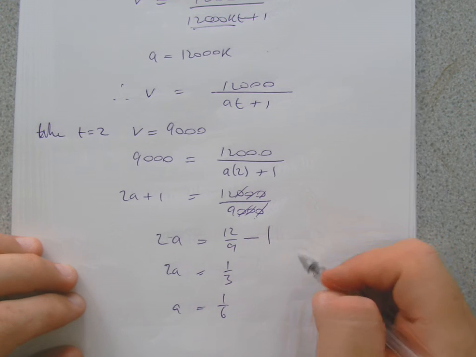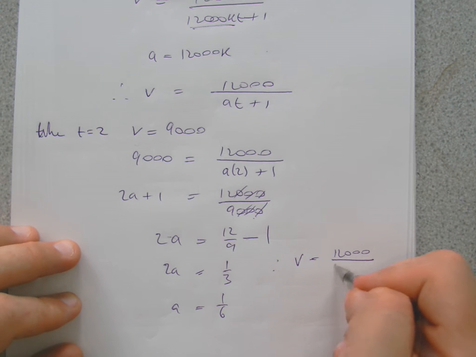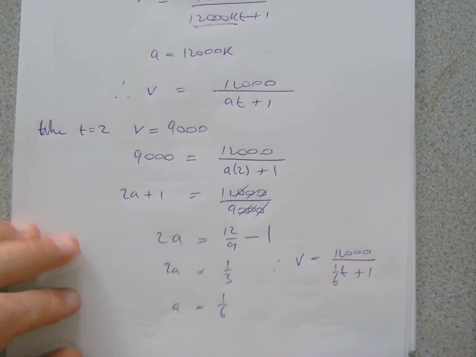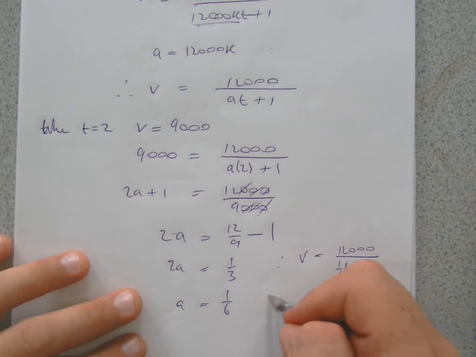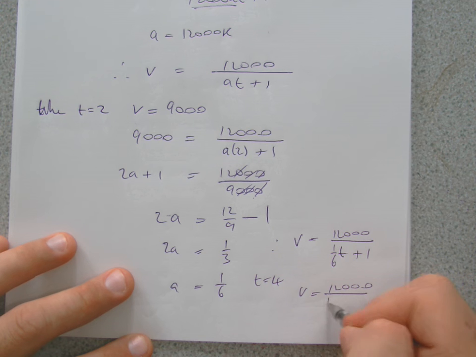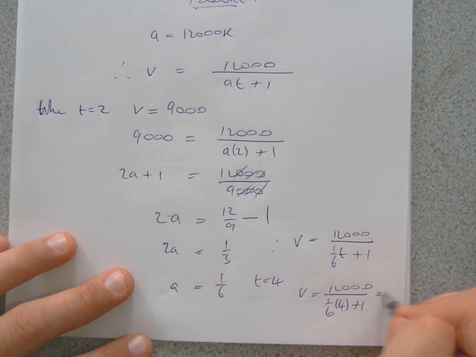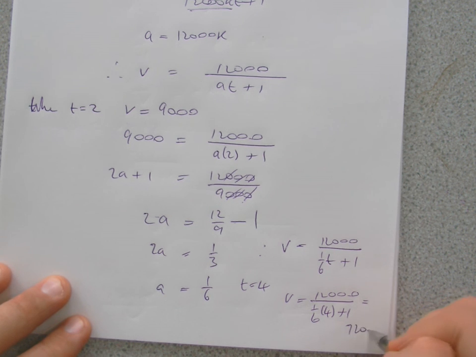So put it in here then, so therefore V equals 12,000 over (1/6 t plus 1). That's what a is. And it asks, what's the value of the car after 4 years? So we set t to equal 4. So the value would be 12,000 over (1/6 times 4 plus 1). So we get £7,200.